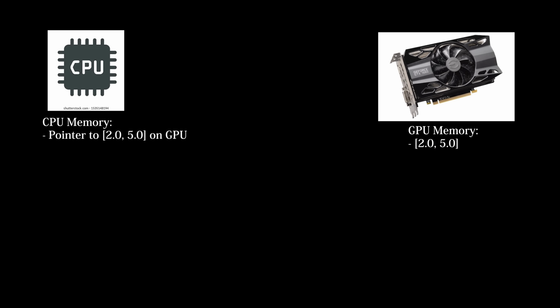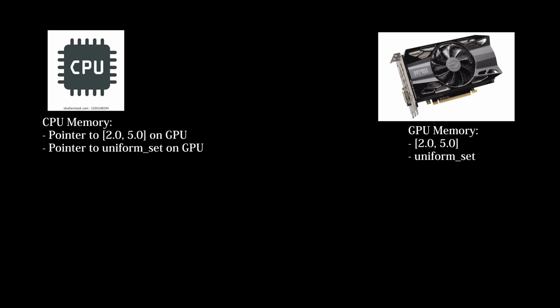When this happens, the buffer is created in GPU memory while the CPU holds a pointer to it. Next, we create a uniform set that holds the pointer to the uniform buffer. This is also created in GPU memory. This uniform set is what is bound to the shader, such that it can find its way to the exposure and saturation values, and the shader can do its thing.